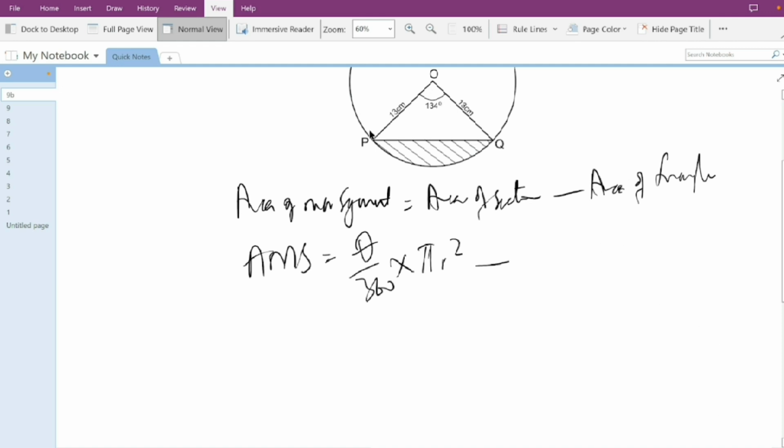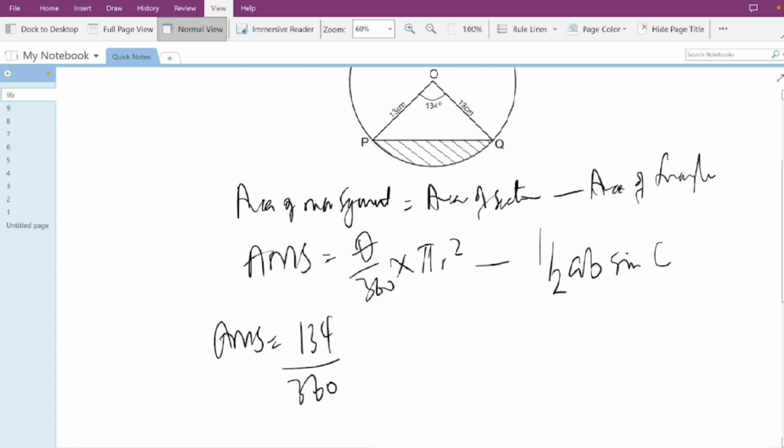In this case we have two sides and an angle between the sides. The formula we apply here is half AB, that's the two sides, sine the angle between them, which is angle C. Area of minor segment is, our theta we know is 134 degrees over 360 times pi, we were told to take pi as 22 over 7, and our radius is the distance from here to here, which is 13, times 13 squared, minus half. Then you have your A is 13, your B is 13, and the angle between them is 134.